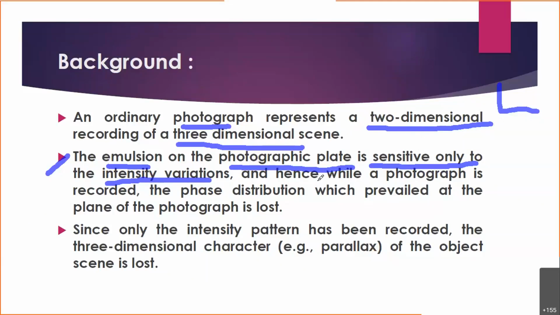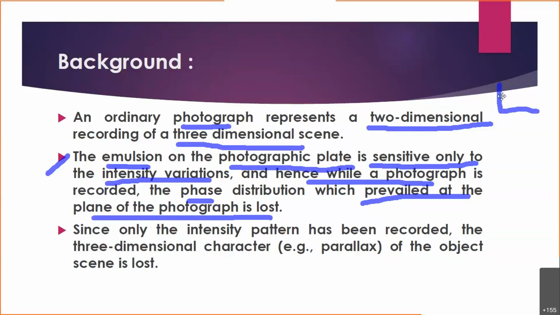Hence, while a photograph is recorded, the phase part, as I said, the z component or z axis, they are not able to record it. They are recording only the x and y axis details. That is why the phase distribution which prevailed at the plane of the photograph is lost. This is the important part they are losing, because if you record this phase, you can record 3D images. But if you lose it, you are just recording 2D objects.